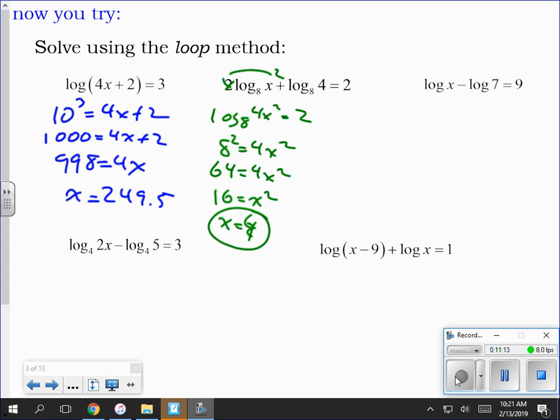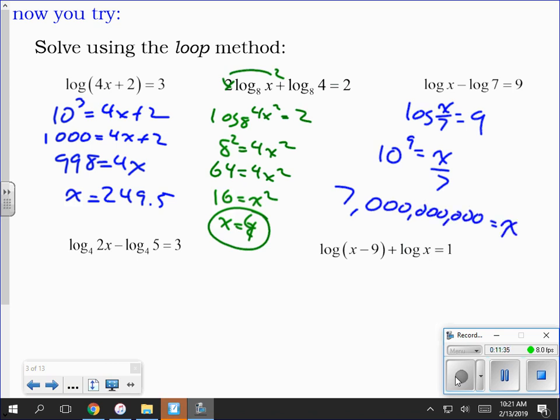On the next one, x minus 7, so I get the log of x over 7 is equal to 9. So I get 10 to the 9th is equal to x over 7. So 7 followed by 9 zeros is equal to x. What? 7 billion.